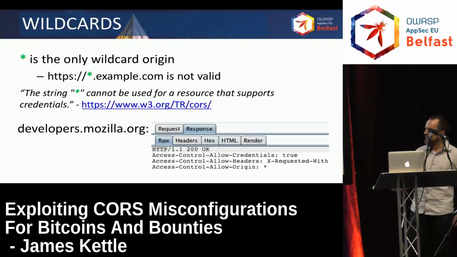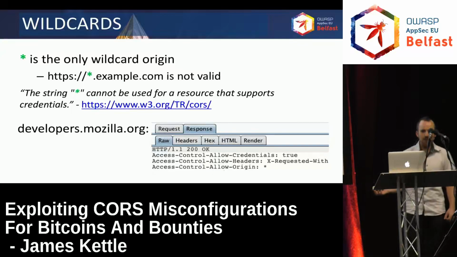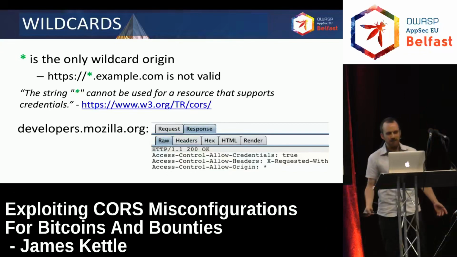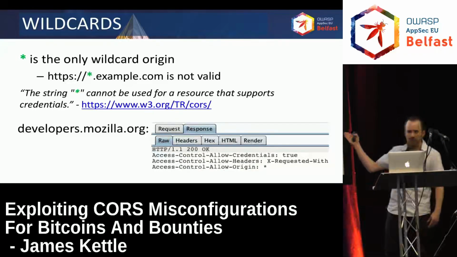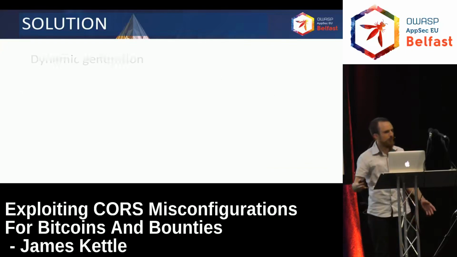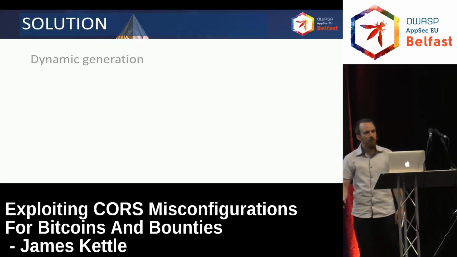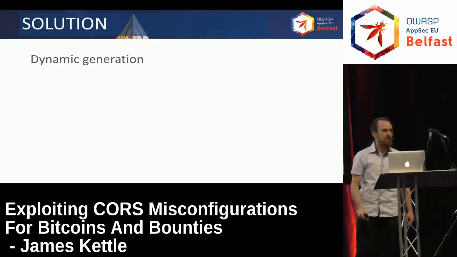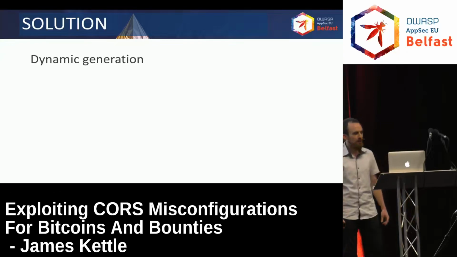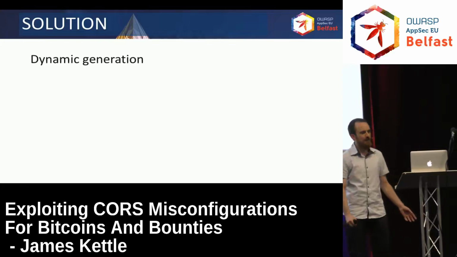This kind of makes sense because if you browse the web, you'll find random sites like developers.mozilla.org that inexplicably say they want to trust all their private data with every website on the internet. So this looks really scary, but in practice, it's not actually that bad. So what do you do if you want to trust multiple origins or all of your subdomains? You've only got one choice, which is to dynamically inspect the incoming origin header from the browser and decide if you trust it, and if you do trust it, reflect it back to the user.